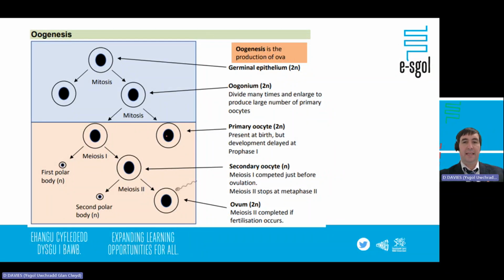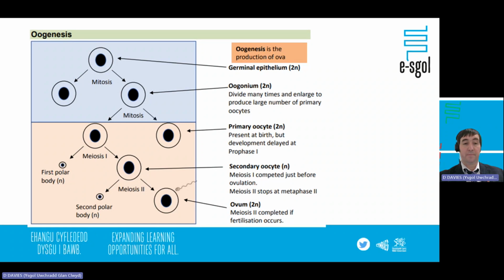Then that divides and these become primary oocytes. Okay, so same as spermatocytes, they are oocytes. The oocyte will then undergo a meiotic division. So it undergoes meiosis 1, but instead of there being 4 haploid cells, the first meiotic division produces a polar body and a secondary oocyte.